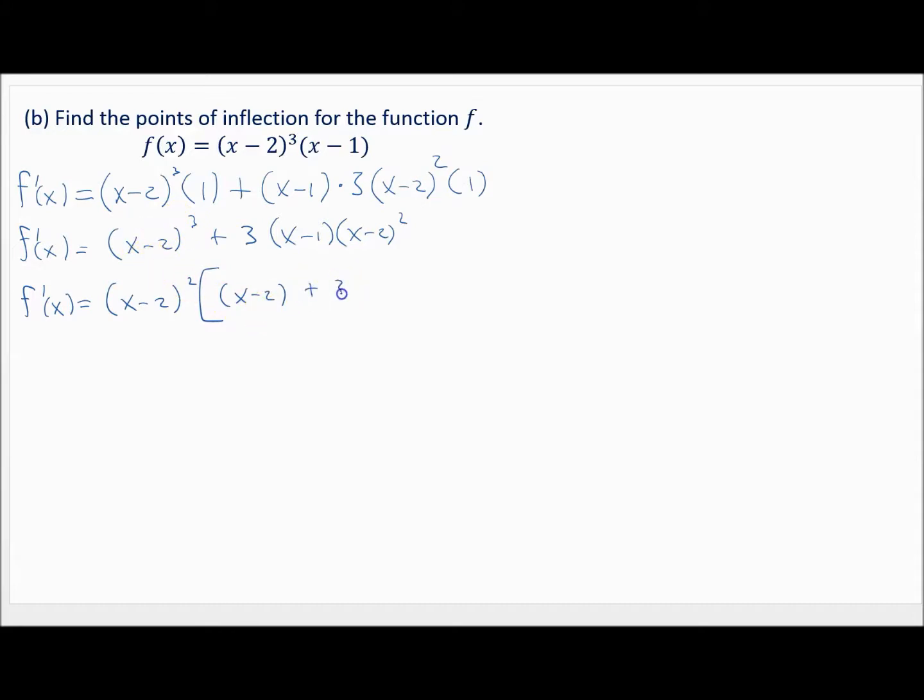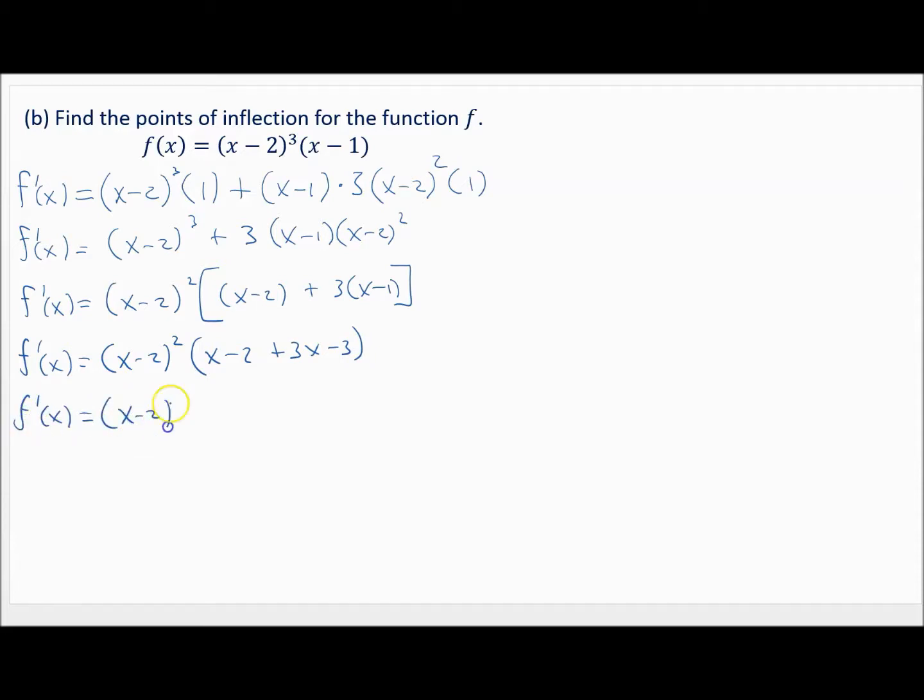And then plus 3 times x minus 1. Keep going. Still working on my first derivative, right? This is x minus 2 squared. And then here, now I'm going to go ahead and write this as x minus 2, distribute the 3, plus 3x minus 3. Why am I distributing the 3? So we can add like terms and be done with this first derivative.